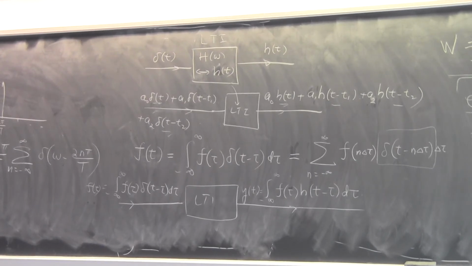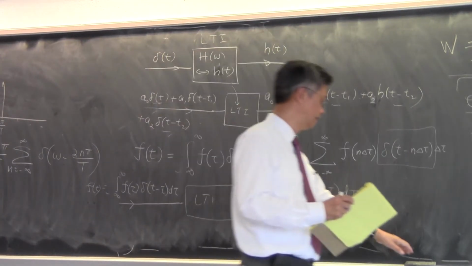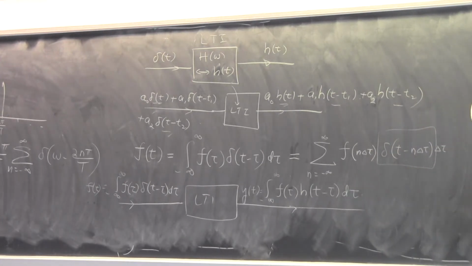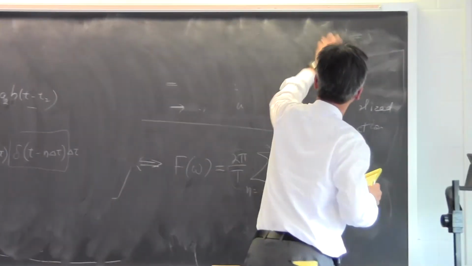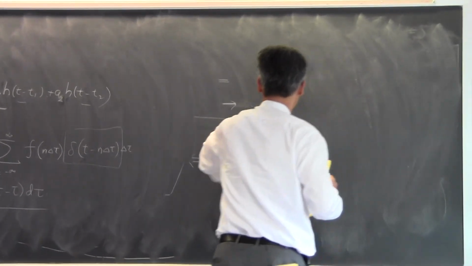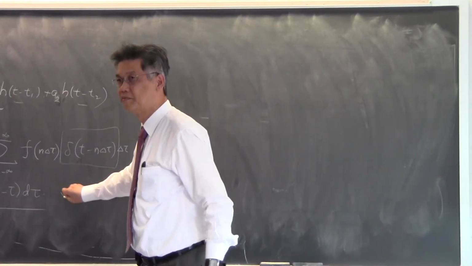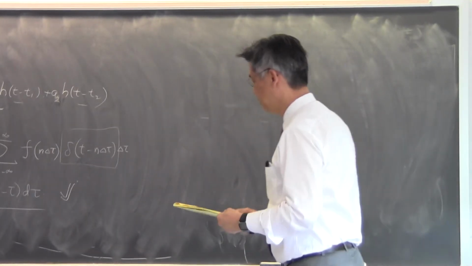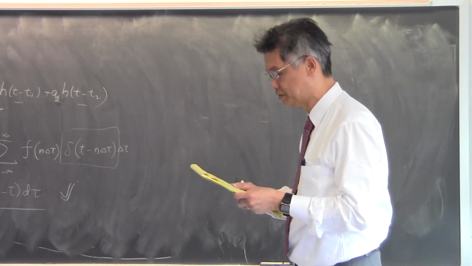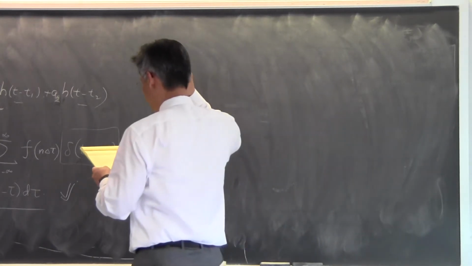Let's see. There are quite a number of examples in this section. I don't think I have time to go through all of them. Let me just do a few heuristically, not in great detail. Are there any questions regarding this concept? If this concept is clear, then you have another viewpoint of what convolution is. Okay, let me do an example.